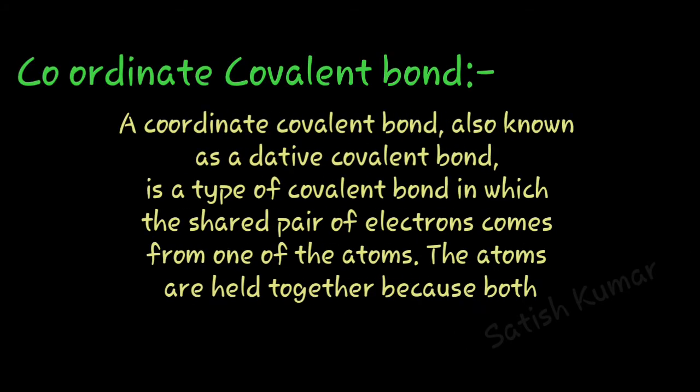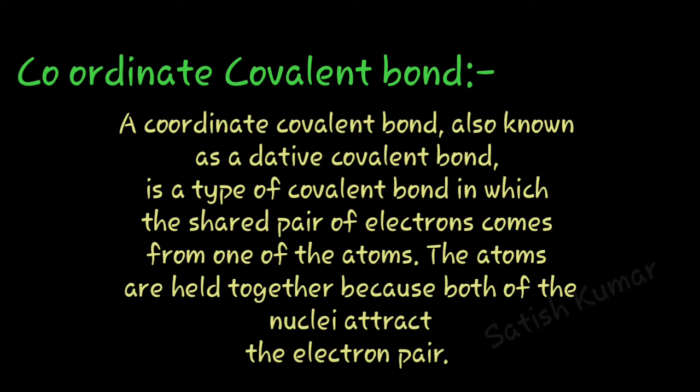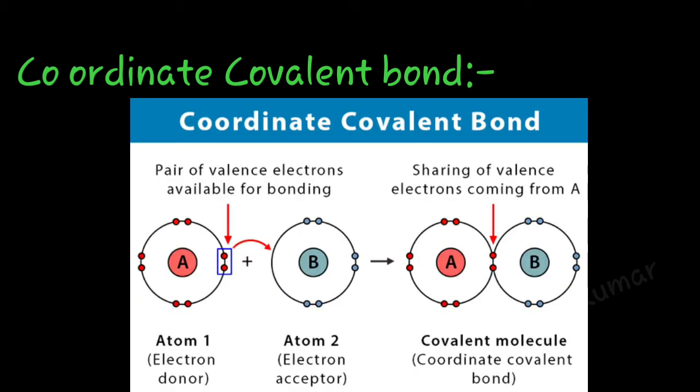This is another type of covalent bond. This is called coordinate covalent bond or dative bond, in which one atom donates the electron pair and this electron pair is shared by both atoms in the compound. అంటే ఈ కోఆర్డినేట్ కోవలెంట్ బాండ్లో ఒక ఆటమ్ ఆ ఎలక్ట్రాన్ పేర్ని డొనేట్ చేస్తుంది. ఆ డొనేట్ చేసినటువంటి ఎలక్ట్రాన్ పేర్ని రెండు ఆటమ్స్ పంచుకుంటాయి. ఇలాంటి బాండ్ని కోఆర్డినేట్ కోవలెంట్ బాండ్ అంటారు.